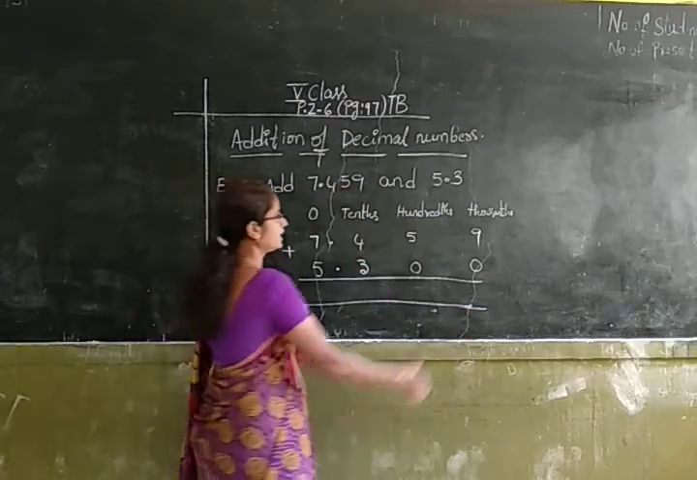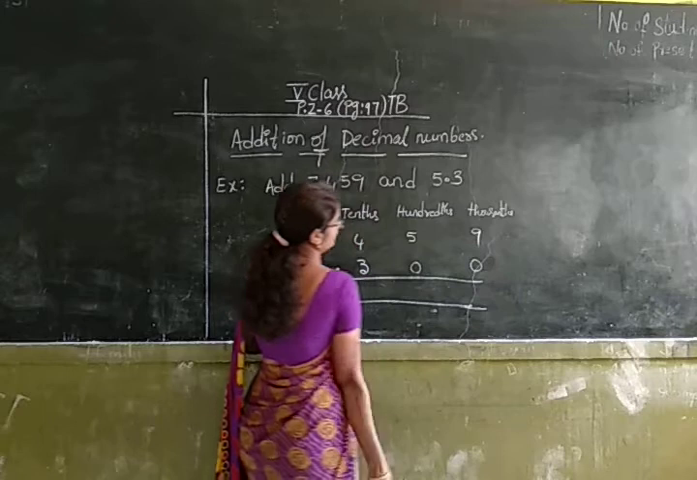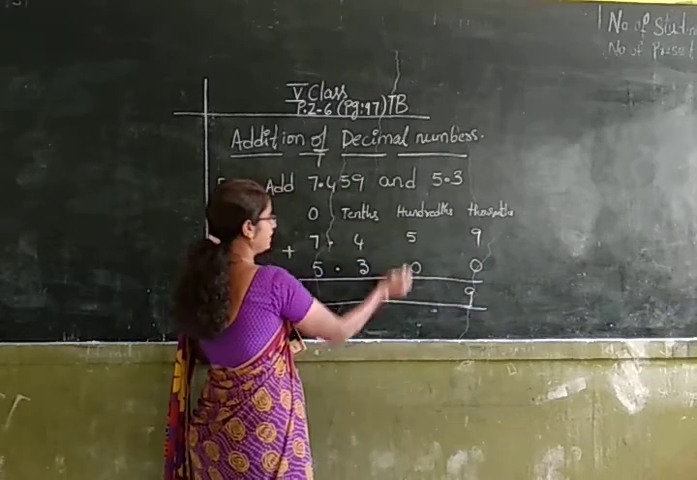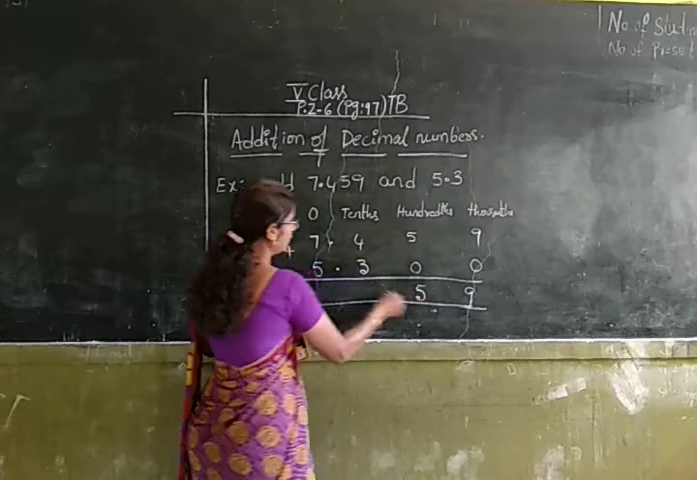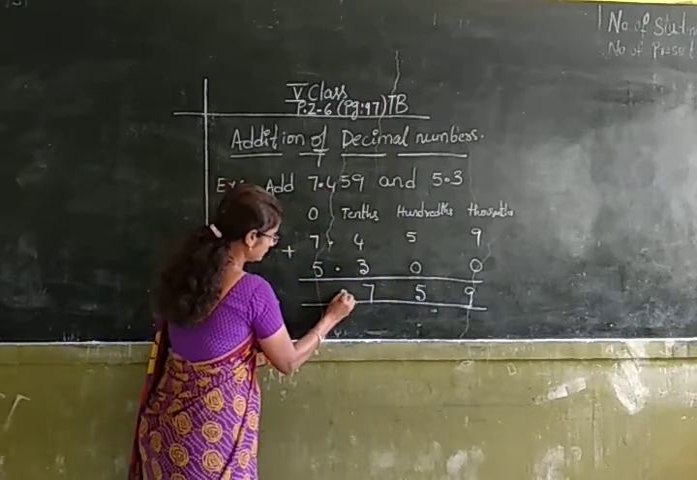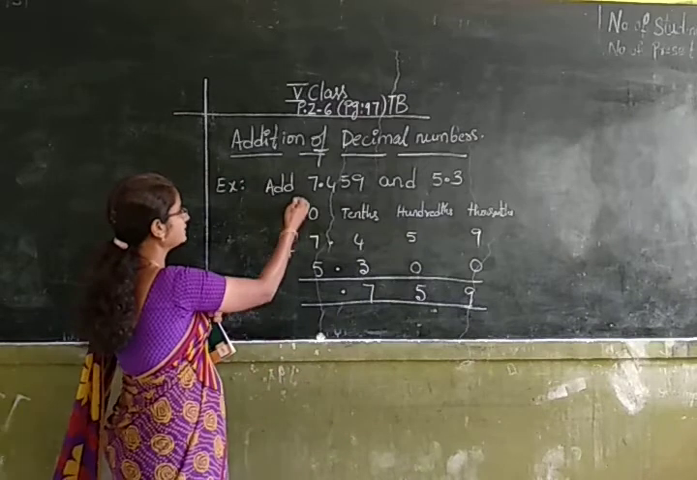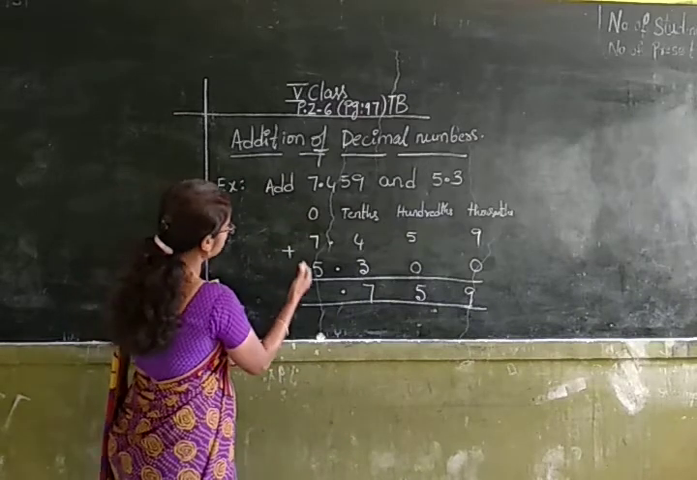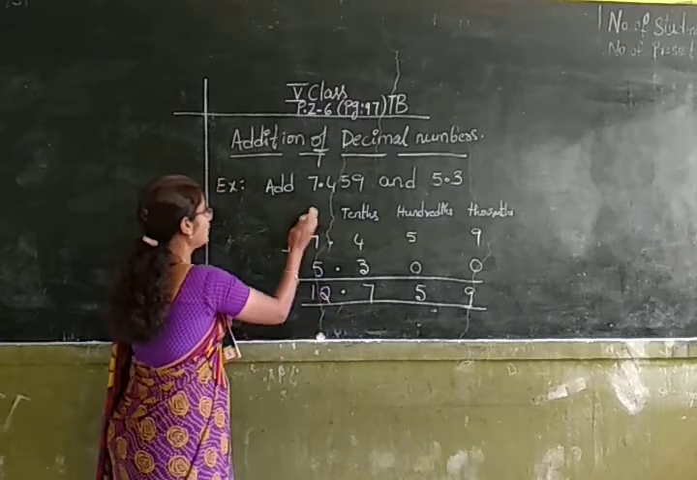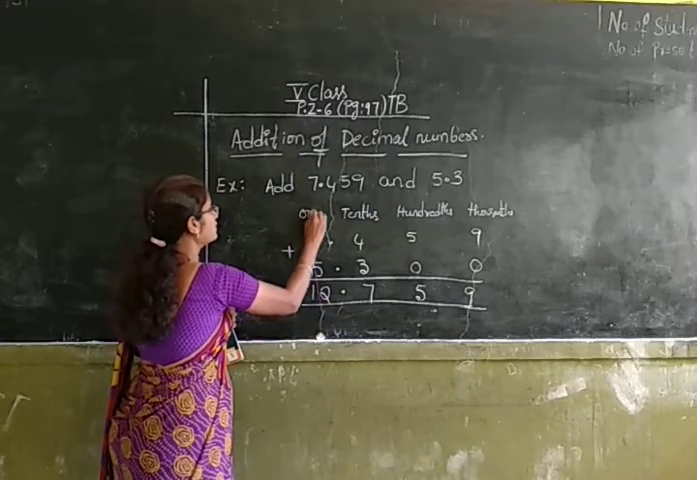We have to start adding from thousands place. So 9 plus 0 is 9 and 5 plus 0 is 5 and 4 plus 3 is 7. Now we have to place the decimal point here and then add the numbers in ones place. 7 plus 5 is how much? 7 plus 5 is 12. So this is ones place.